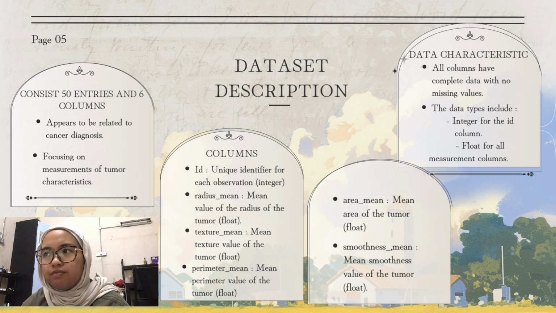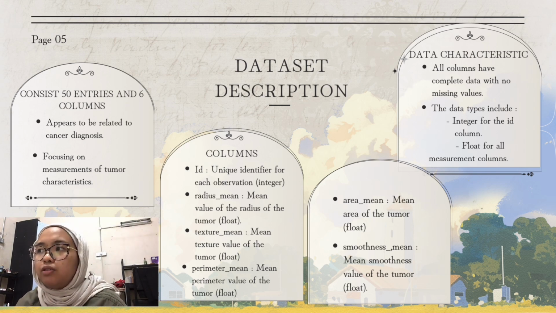So one of the strengths of this dataset is its completeness. All columns have complete data with no missing values. So we have 2 data types, which are integer for the ID column and float for all the measurement columns, like radius mean, texture mean, and so on. For a closer look, we have a few sample entries. Observation 1 with an ID 842302: the tumor has a radius of 17.99, a texture of 10.38, a perimeter of 122.80, an area of 1001.0, and a smoothness of 0.1184.